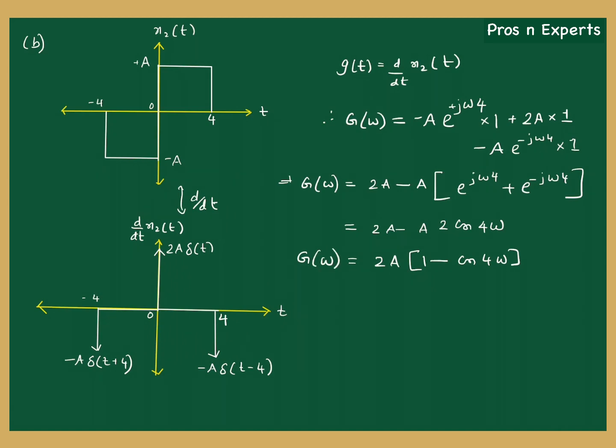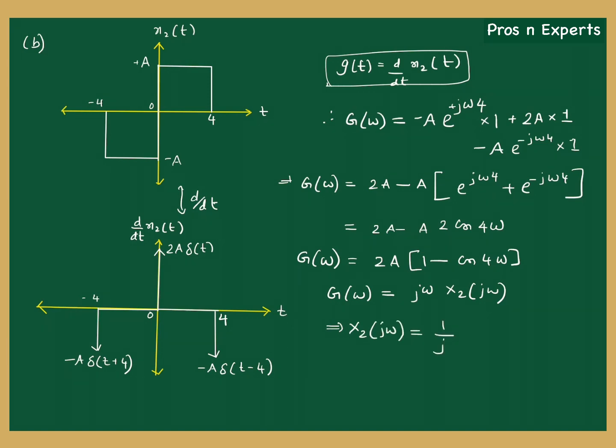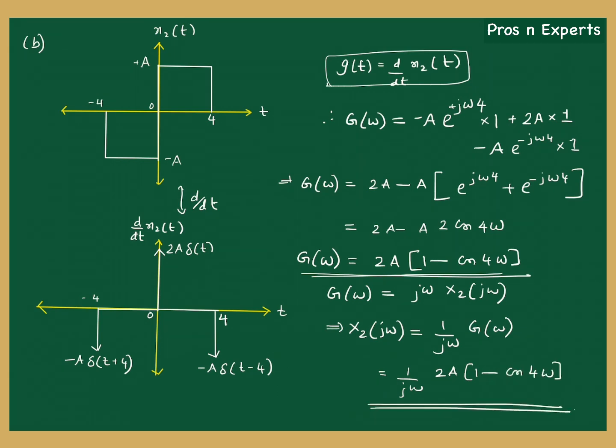What we have to get is x2 of omega, right? So from this expression, applying the differentiation property of Fourier transform, g of omega will be equal to j omega into x2 of j omega. So x2 of j omega, that is what we needed, will be equal to 1 by j omega into g of omega, which is obtained in this equation. So 1 by j omega into 2a into 1 minus cos 4 omega. This is our final answer.